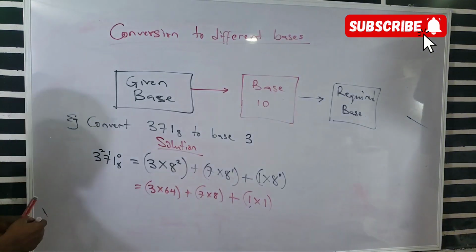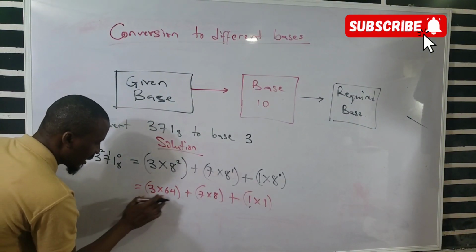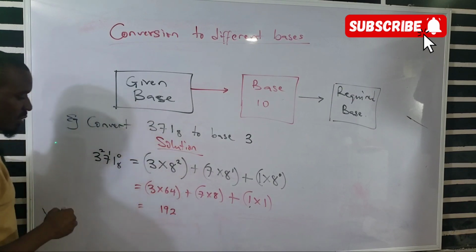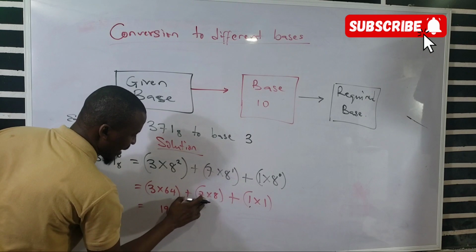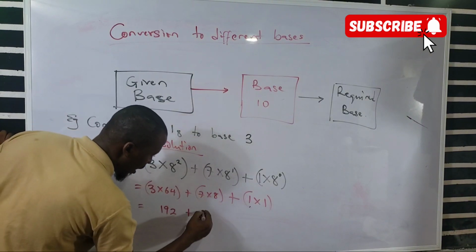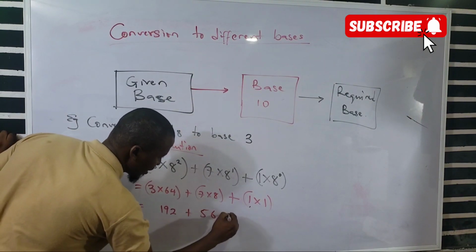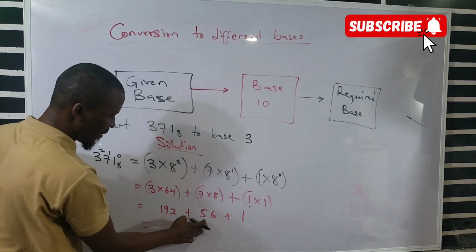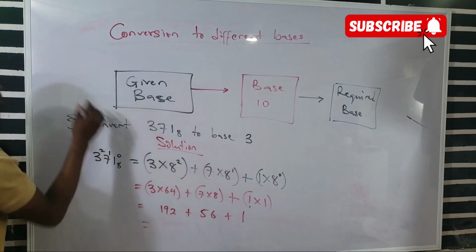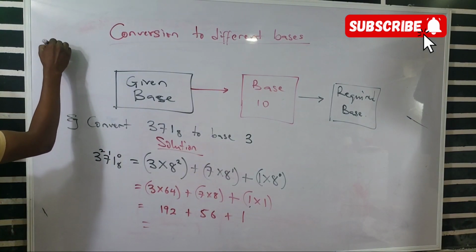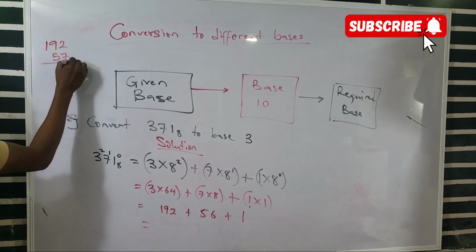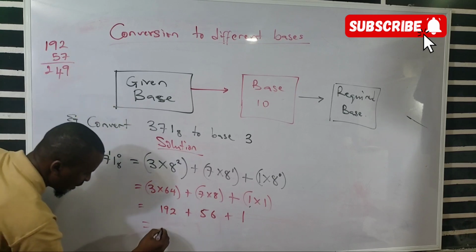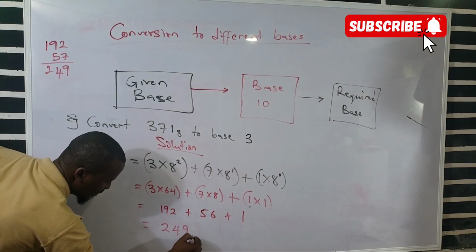So 3 times 64, that will give us 3 times 4 will give us 12, take 1, 3 times this, that will give us 192. Plus, this times this, that will give us 56 plus 1. So, this and this will give us 57. 192 plus 57, that will give us 9 here, 4 here, and 2 here. So that will give us 249 in base 10.